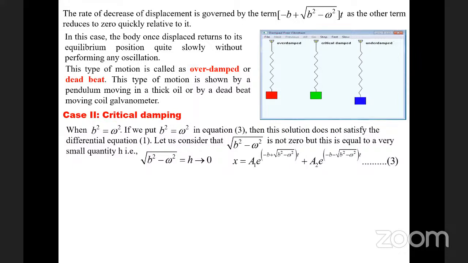In this condition, by substituting b square equals omega square into equation 3, it reduces to this one. No square root term is there, okay? Here b square minus omega square is 0. Substituting minus b, let us assume that h and this one is.